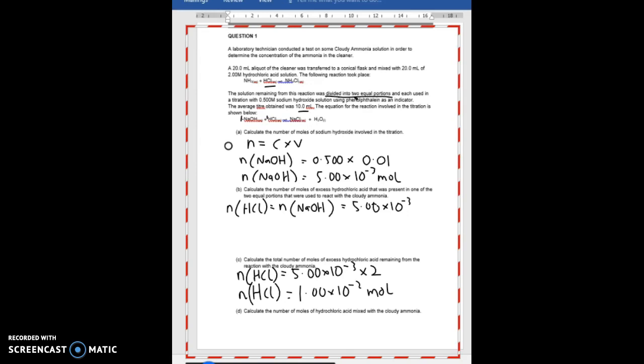Okay, so part D, calculate the number of moles of hydrochloric acid mixed with the cloudy ammonia. So the number of moles of hydrochloric acid mixed with the ammonia. So here we've got the number of moles. Once again, go back to the number of moles equals C times V.